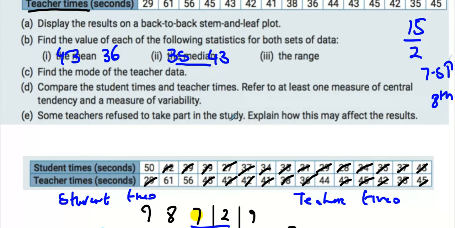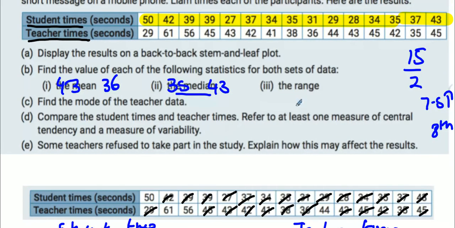Now, the mode is the most common answer. What's the most common answer in the teacher set? Everybody happy with 45? 45 is the most common answer in the teacher set. Okay?